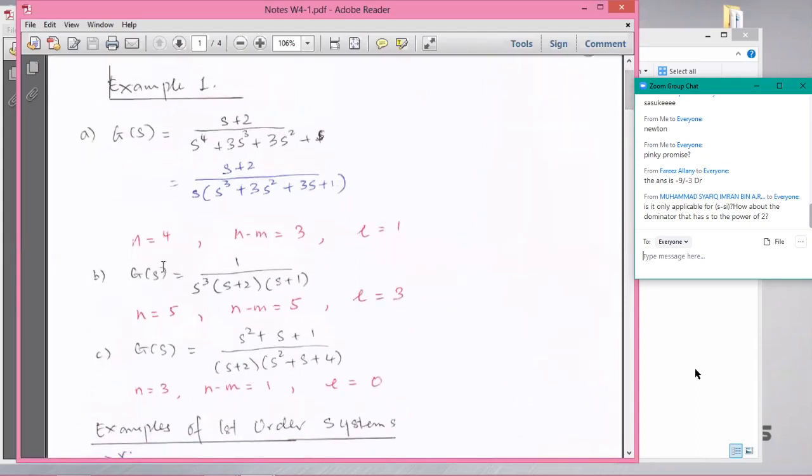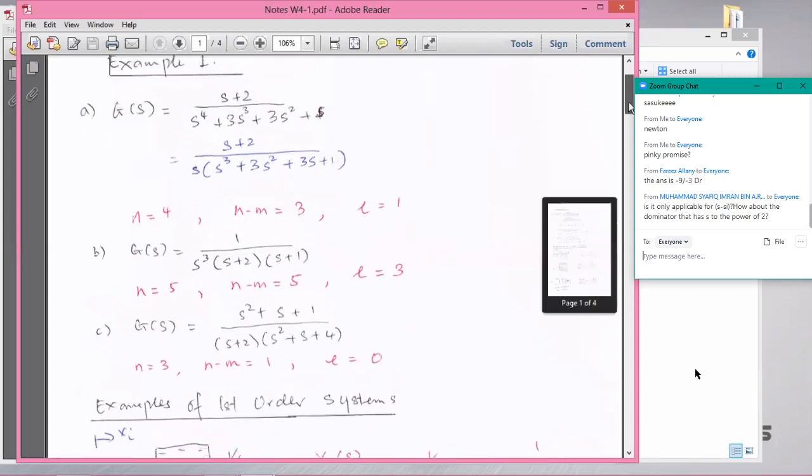Okay, so the order is the highest power of S in the denominator, which is 4th. So this is a 4th order system. The rank is the highest power of S in the denominator minus the highest power of S in the numerator, which is 4 minus 1, so you get 3. And the type here is S raised to the power of 1. It's outside this polynomial. The power of S outside of the polynomial, we say that is the class.